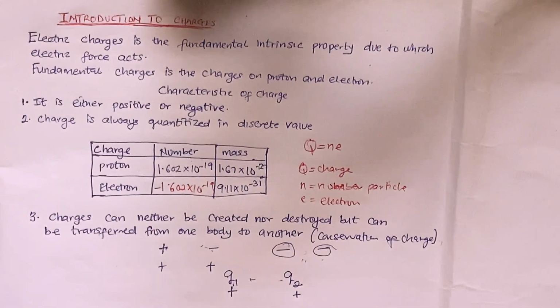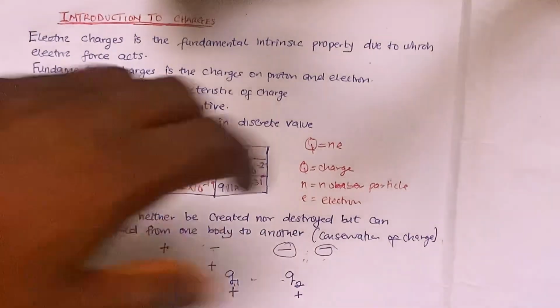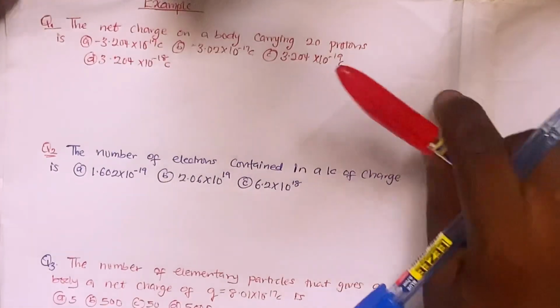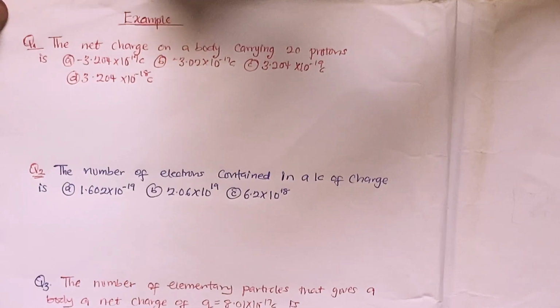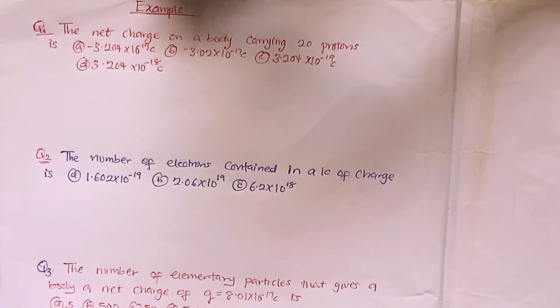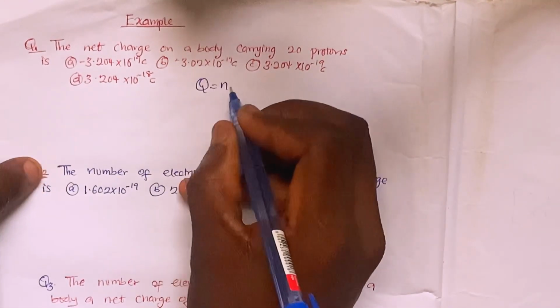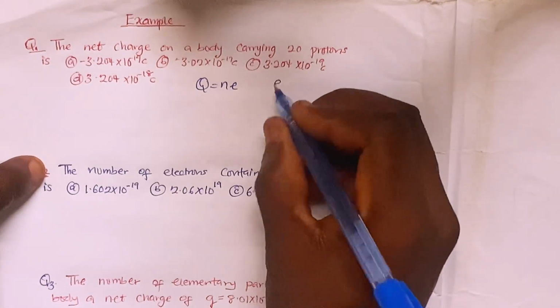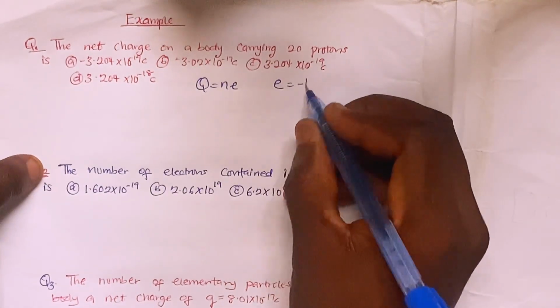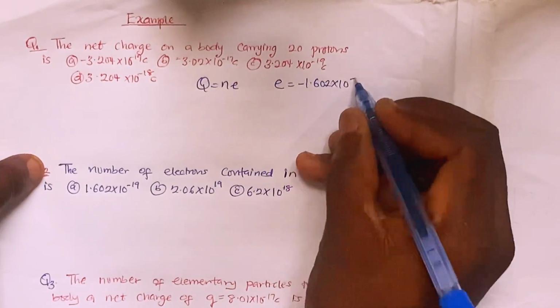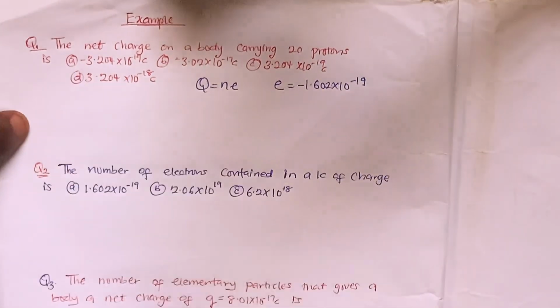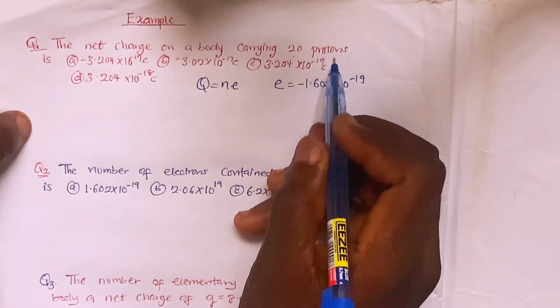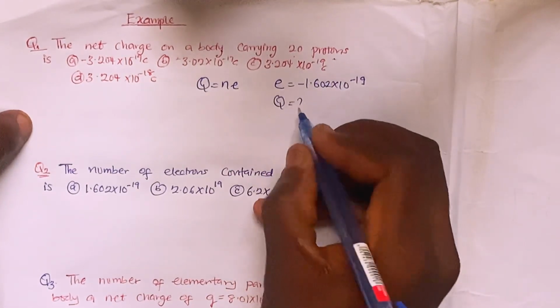Now let's check some questions I'm having here for you guys. Looking at this small and simple question here. The question is, the net charge on a body carrying 20 protons is, we are asked to calculate the net charge on a body carrying 20 protons. According to the previous lesson, we said charge can be quantified using Q equals Ne, right? And I gave you guys that e is the charge of an electron, which is taken to be minus 1.602 times 10 to the power minus 19. And here the question says the net charge on a body carrying 20 protons. That means we are asked to calculate Q.